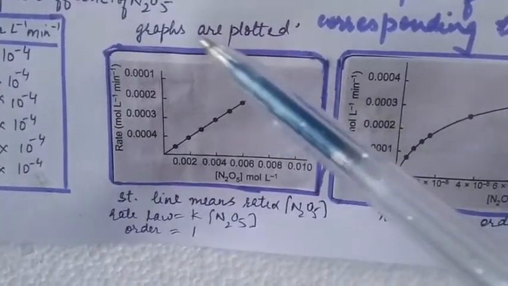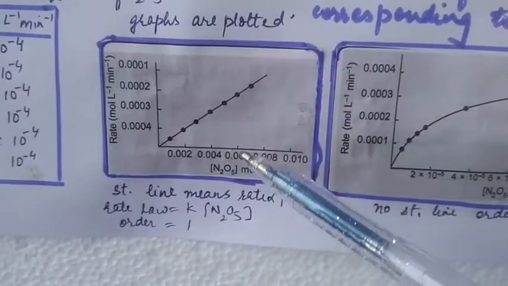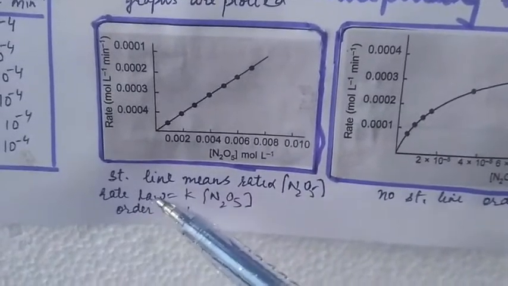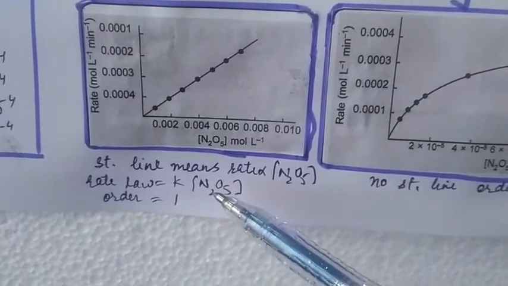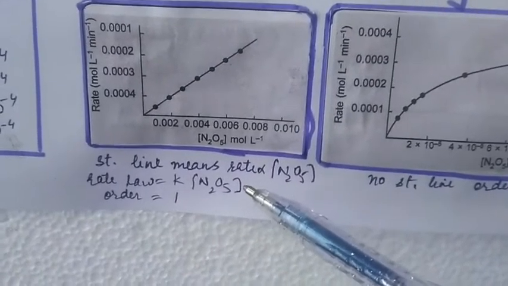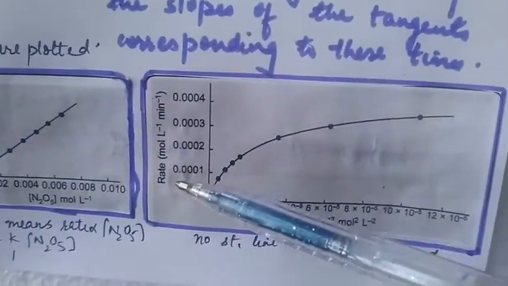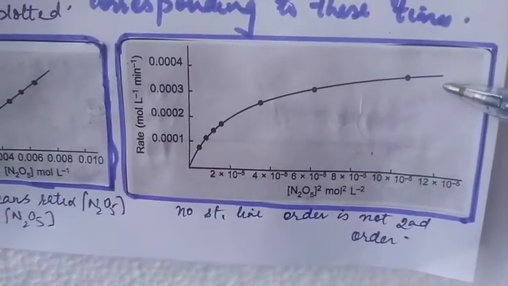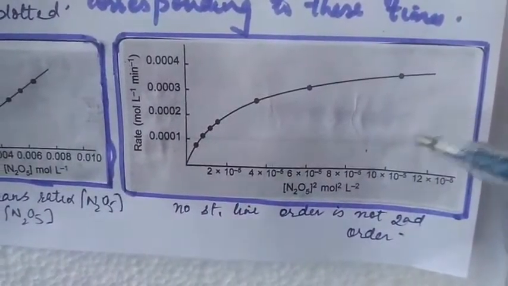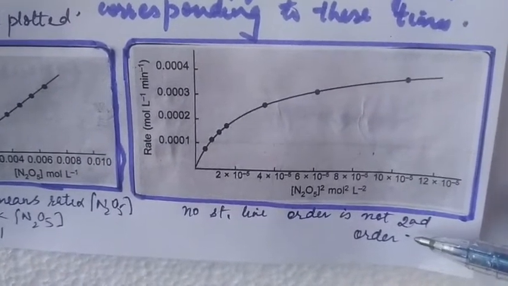The graph comes out to be a straight line. If the graph comes out to be a straight line, then that means rate is proportional to N2O5 raised to power 1, and rate law expression is rate is equal to k into N2O5. So order of reaction will be 1. And here we plotted rate versus concentration square. As the graph does not come to be a straight line, it's a curve, this means that the reaction is not a second order reaction.